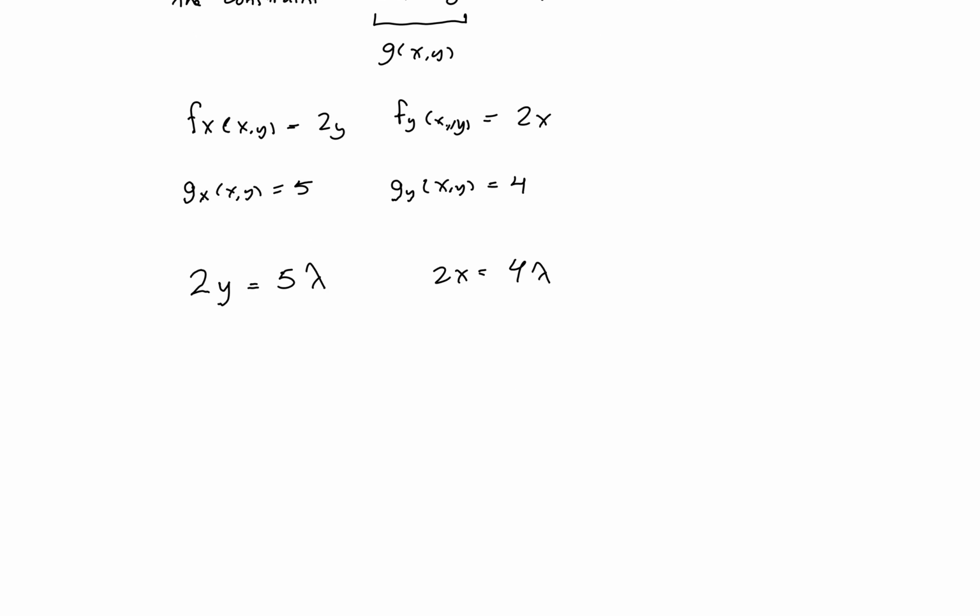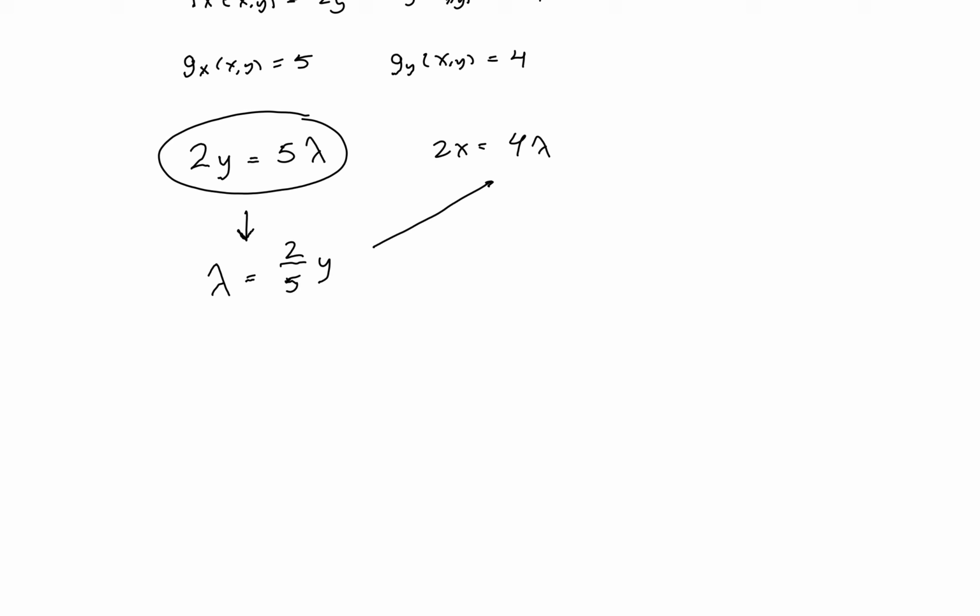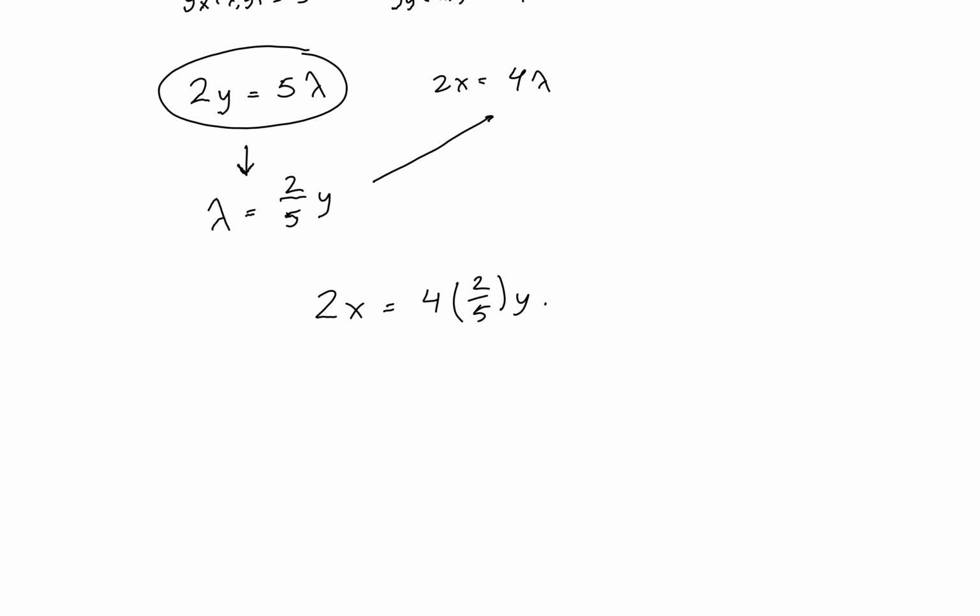Now I can take this equation here and solve it for lambda. Solving these equations is usually the most difficult part of this method for finding maximums and minimums. In this case, it's quite easy. Now I can take this and plug it into here. So now I'll have 2x equals 4 times lambda, and I replace that lambda with 2/5 times y. Now I can simplify a bit. I can get rid of this 2 from each side, and so I get x equals 4/5 y.